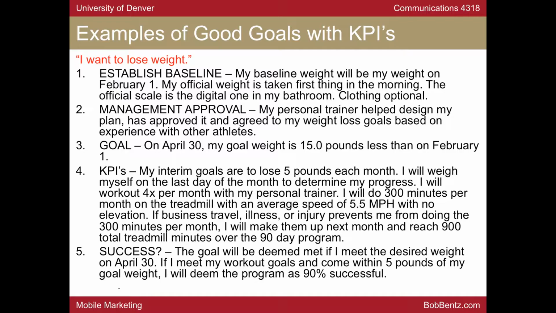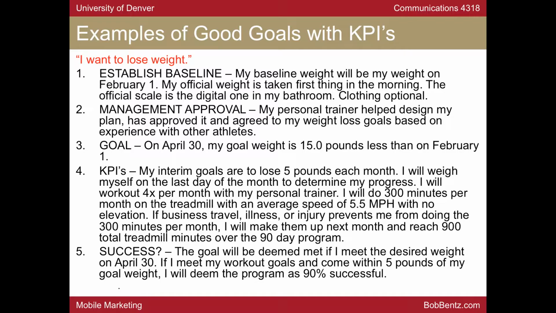You're going to set KPIs so you'll have interim goals along the way. So you don't want to get to April 29th and you've only lost 2 pounds. You're not going to hit that 15-pound weight loss overnight. So by checking your weight as you go through the 3-month period, you're going to be able to keep on track and get to that ultimate goal on April 30th. So if your interim goals are to lose 5 pounds each month, you're going to weigh yourself on the last day of the month, always in the morning and always on that same scale.